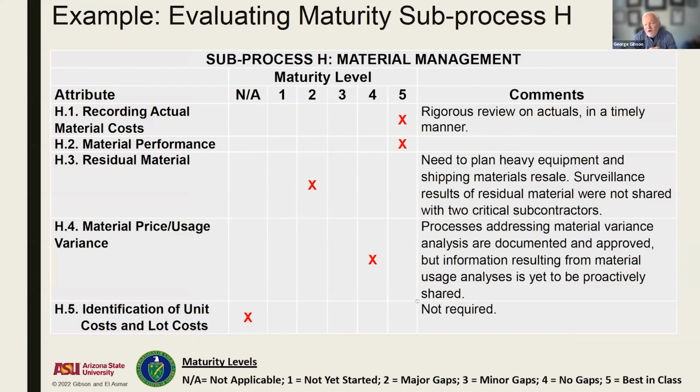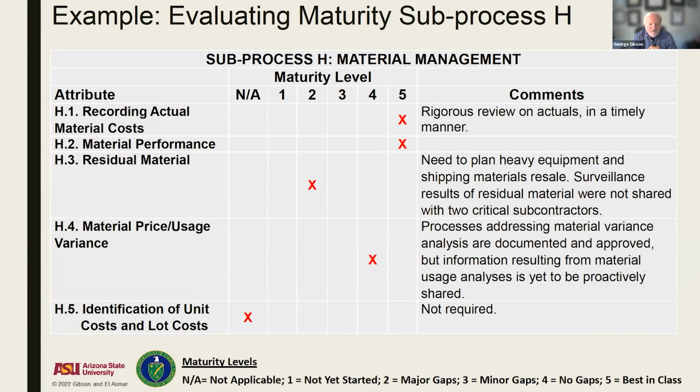So we went through all 5 of these attributes that make up material management. And we had 2 5s, we had a 2, a 4, and we had an NA. Many times H5 is an NA. If we don't have a manufacturing requirement, we don't usually need to have unit cost and lot cost involved in that. So that was NA for this particular project or program.